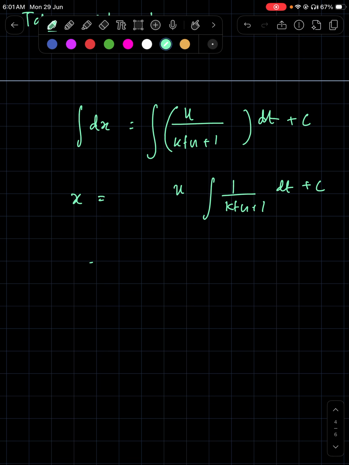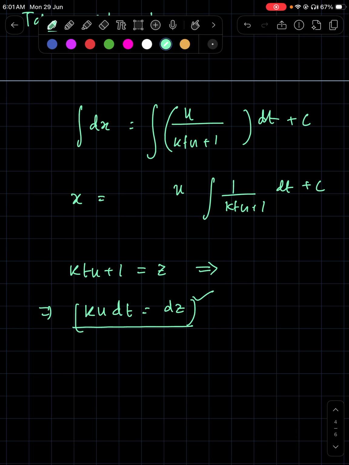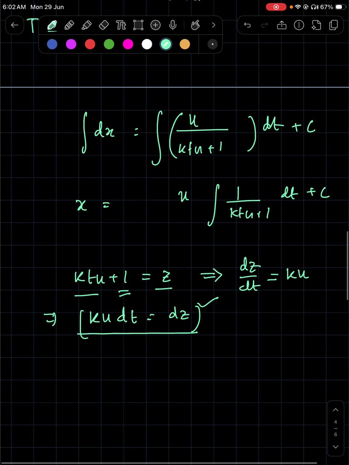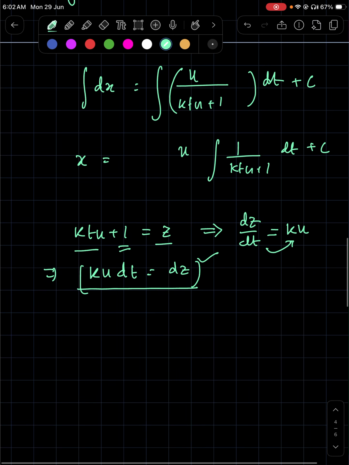This type of integration I can handle by writing z in place of ktu plus 1, and after taking the differential of both sides, it becomes ku dt. It is the usual method. If you can understand what is going on in this step, then differentiate both sides with respect to t. So dz/dt equals ku, because the derivative of the one is 0. Then ku dt equals dz. That is what I have written here.